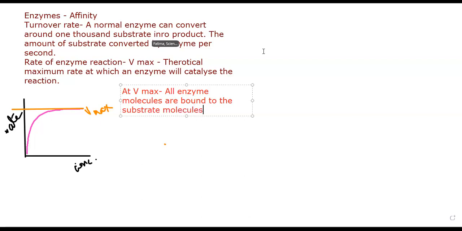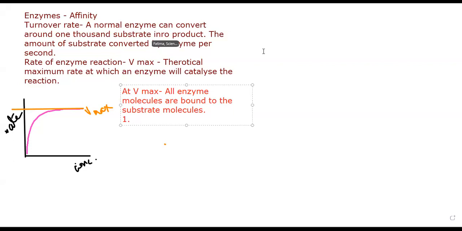So all our enzymes are completely occupied. And now, if you wanted to measure this Vmax, because that's what I said, one of the ways we can use to measure the rate of a reaction is to calculate Vmax. How can we calculate Vmax?